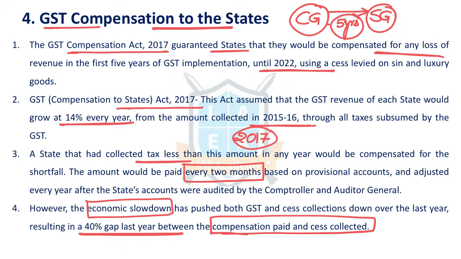One more thing we have to remember is that GST compensation is paid only through the GST cess collected by the government. GST cess is levied on sin and luxury goods. As the income from this is less, the central government was unable to pay. So we have to remember this: GST compensation to the states is not paid from the normal budgetary allocations. It is paid from the GST cess only.